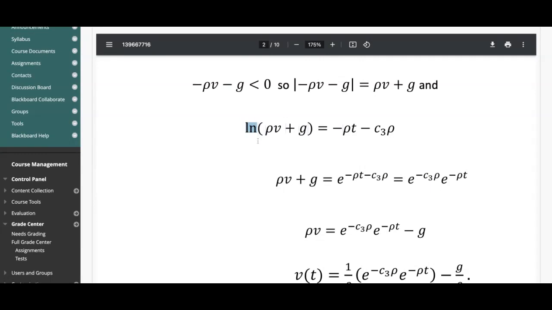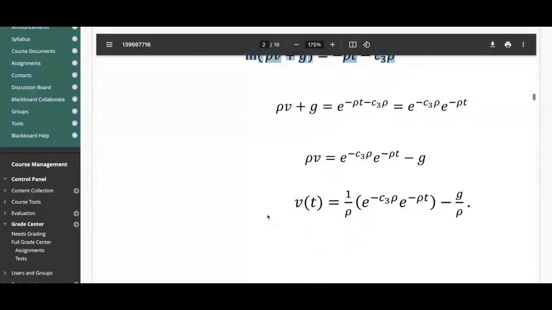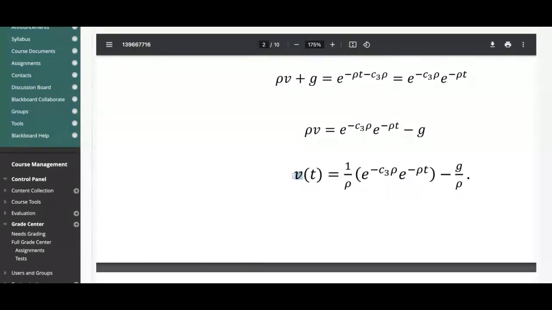Ln means the base of this log is e. So we just rewrite this equation as e raised to this exponent equals the value. We don't raise both sides to the power of e; we just rewrite the log equation into an exponential equation. Then we simplify and try to solve for v. In the end, v has such a representation.